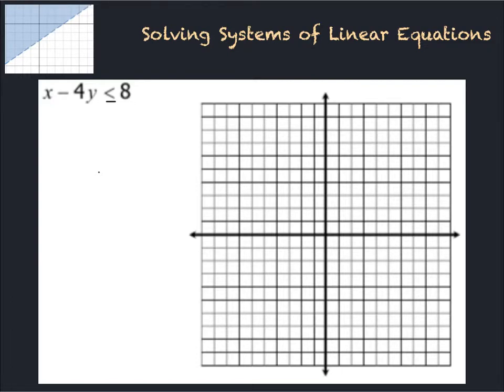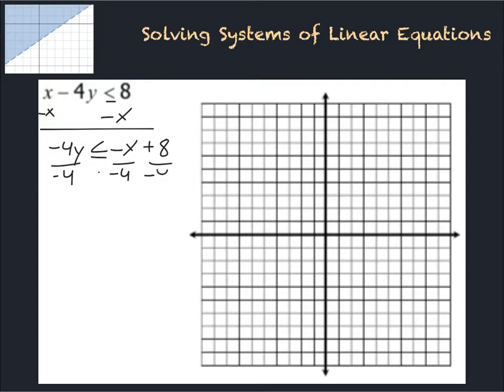So we would change this to slope-intercept form first, which we would have to subtract both sides by x. This would be negative 4y is less than or equal to negative x plus 8. Then we would divide both sides by negative 4. And because this is an inequality, and because we're dividing both sides by a negative, we would have to flip the inequality symbol. This would be positive 1/4 x, and then that would be minus 2.